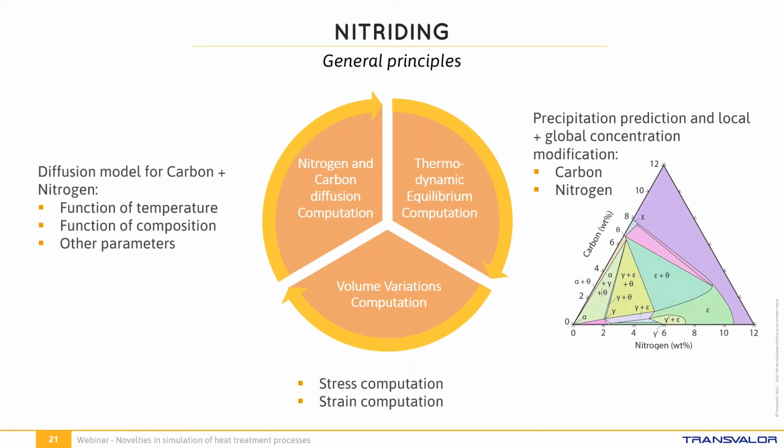In fact, the calculation of the equilibrium with Thermo-Calc or GEMINI Pro allows obtaining the percentage of each phase as a function of the local rate of carbon and nitrogen. The chemical composition computed at each mesh element enables local volume variation computation and hardness estimations.